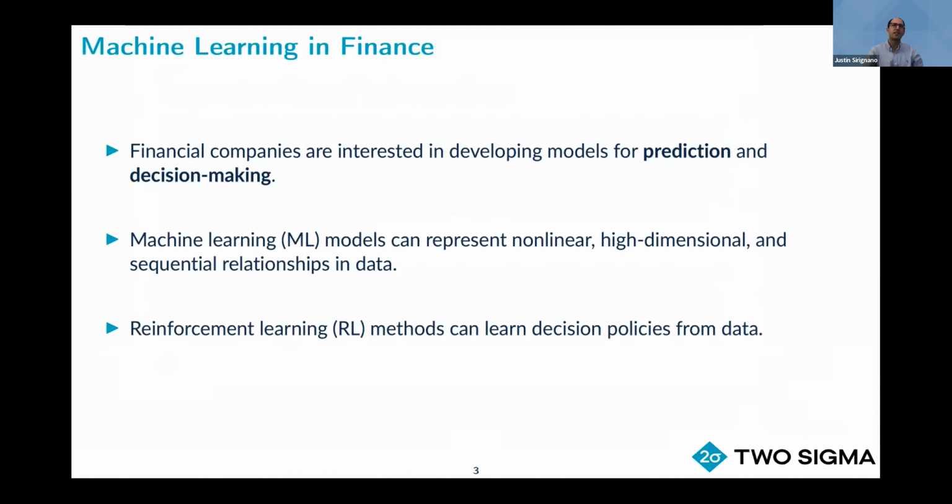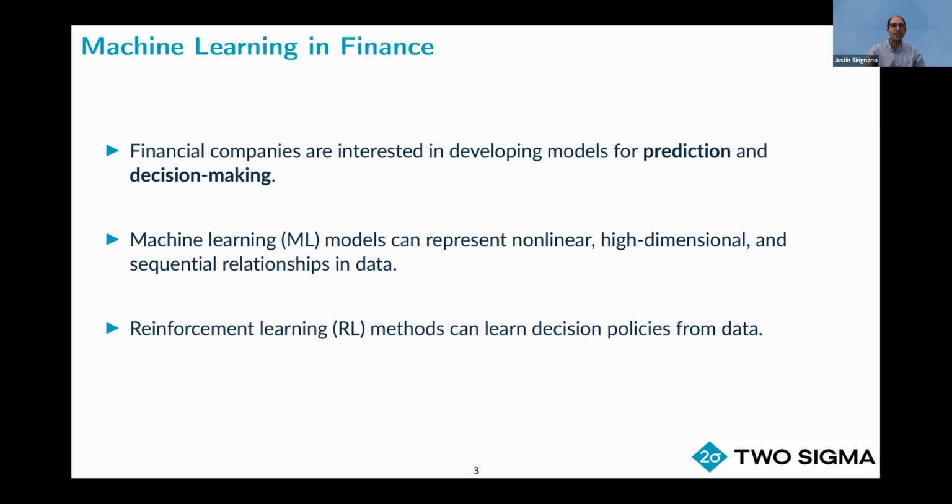Financial companies are interested in using machine learning for prediction and decision-making. An example might be predicting the future price of a financial instrument and then determining, if possible, an optimal trading strategy. Machine learning models have the capability to represent nonlinear, high-dimensional, and sequential relationships in data. These three features, nonlinear relationships, high-dimensional input variables to models, and sequential relationships in time series data, are often present in financial applications. Determining an optimal decision is a more challenging task.